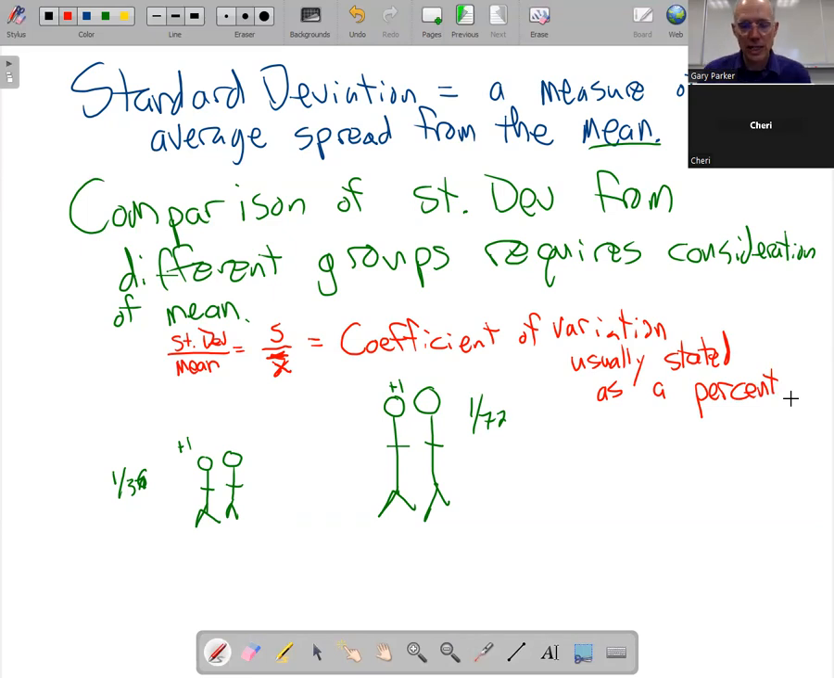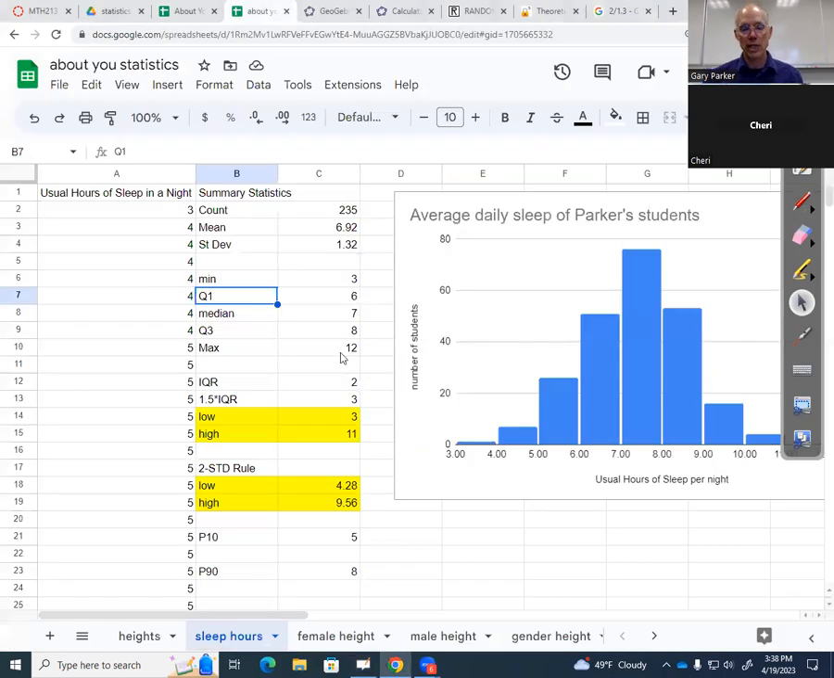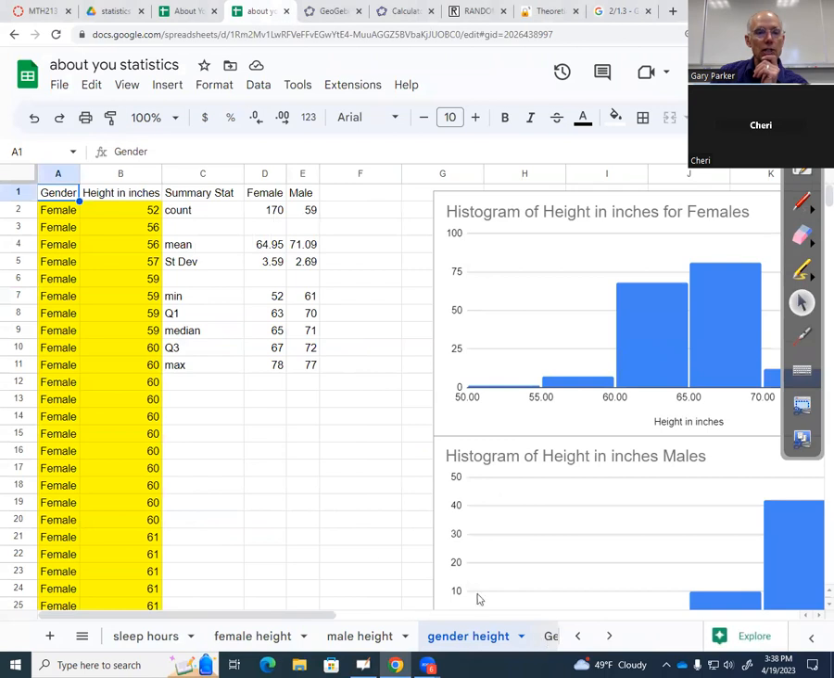So let's take a look at a data set that'll allow us to compare 2 groups and how their spreads compare. So a while ago in the About You data, we had taken a look at gender versus height, and we have the males versus the females. And on average, the females were around 65 inches tall and the males were around 71 inches tall. The females had a spread of 3.59 inches and the males had a spread of 2.69 inches.